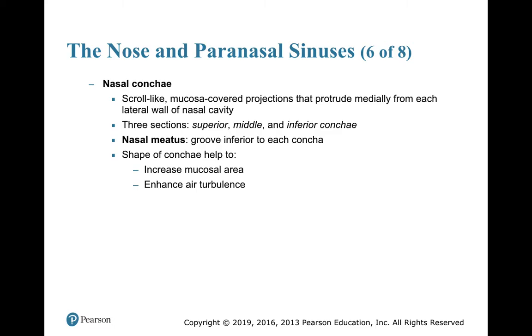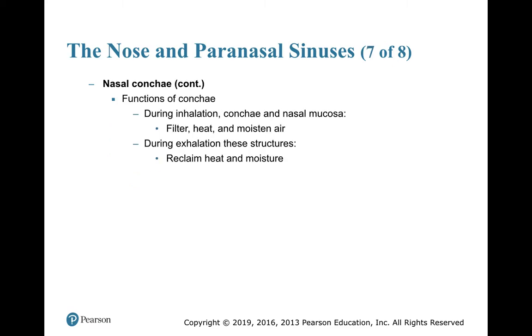The conchae are small mucus-covered projections that protrude medially from each of the lateral walls of the nasal cavity, divided into three sections: the superior, the middle, and the inferior. There's a nasal meatus inferior to each one of those, and that shape helps to increase mucosal surface area. Another great example of folding or folding-like structures to increase surface area. And it also helps to enhance air turbulence, so things don't go directly through the nose. The turbulence occurs and it mixes as it goes down, and warming.